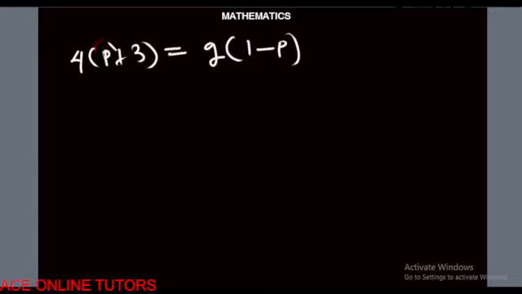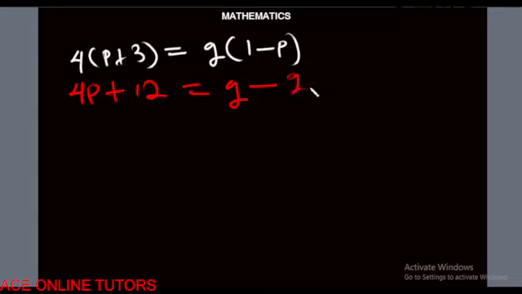So if we look at it, p is here, p is also here. So you try to make sure they are both together. So what are you going to do? You first of all open this bracket. So when you open the bracket, you are going to have 4p plus 12. 4 times p is 4p, 4 times 3 is 12, equal to q times 1 is q minus q times p is qp.